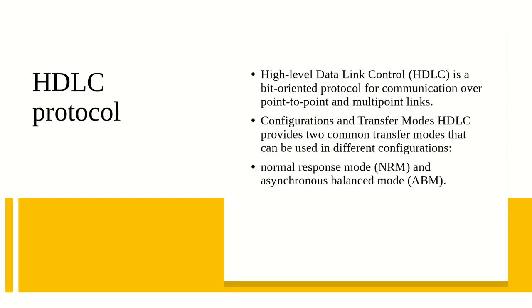What is the HDLC protocol? High-level data link control is a bit-oriented protocol for communication over point-to-point and multi-point links. There are two modes. In normal response mode, the station configuration is unbalanced. We have only one primary station and multiple secondary stations. A primary station can send commands. A secondary station can only respond. In asynchronous balanced mode, the configuration is balanced. The link is point-to-point and each station can function as both a primary and a secondary one.